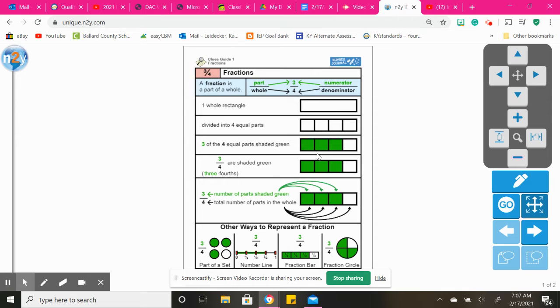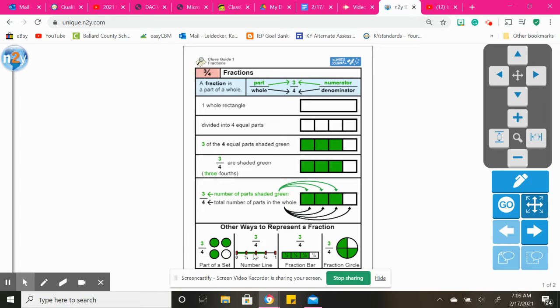That's the part. And then for the whole pizza, there are still 4 pieces, so the 4 is the denominator. So here it shows 3 is the number of parts shaded green, and 4 is the number of parts in the whole. And then there are other ways to represent it as well. So here's a rectangle, and here is a set of 4 dots, and you shade 3. So 3 out of the 4 are shaded.